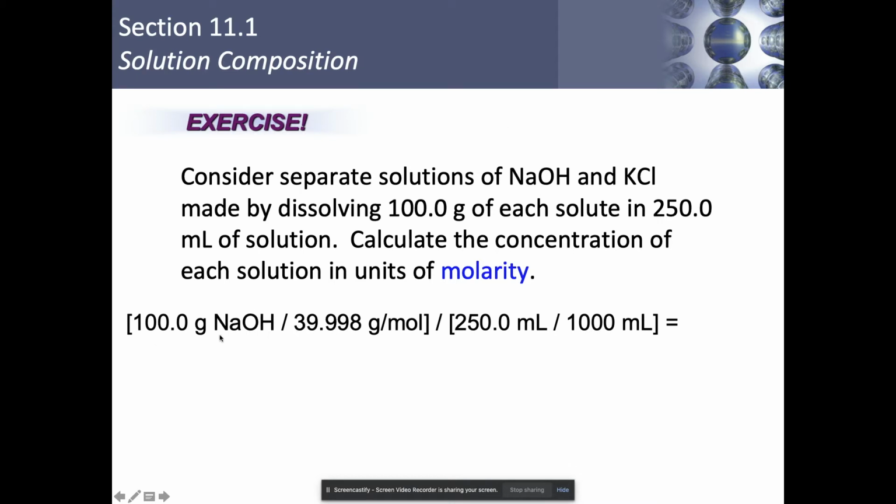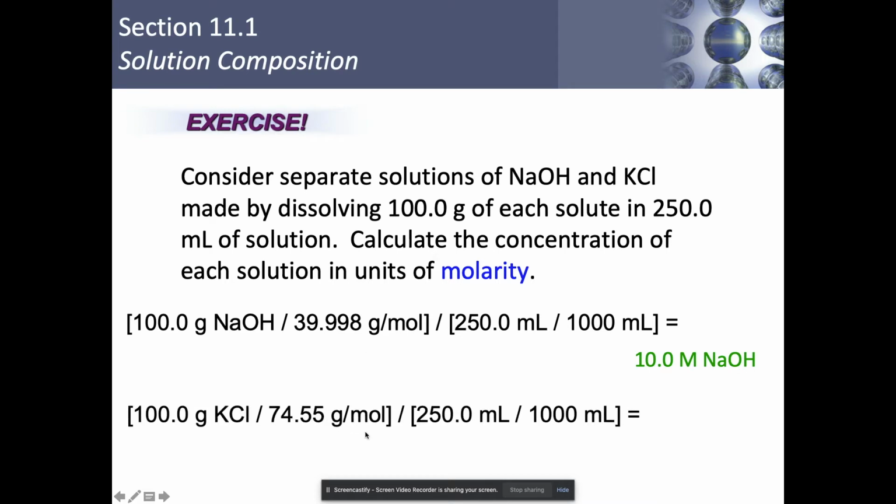So 100 grams divided by 40, that's going to give me the mole part of my fraction. I have 250 divided by 1,000. That's going to give me my liter part of my fraction. When I divide them, I get 10.0, a 10.0 molar solution of sodium hydroxide. Now take a guess. Do you think that the molarity of KCl with 100 grams of that is going to be greater or less than 10.0 moles per liter of sodium hydroxide?